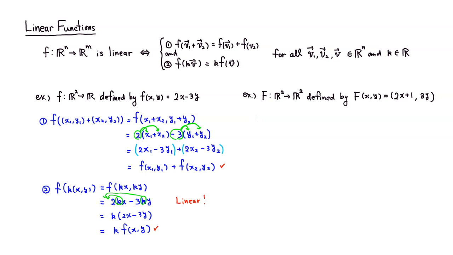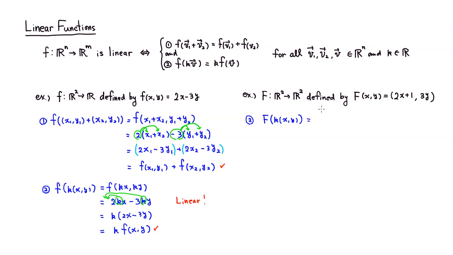I might just do the first one. Actually, why don't we do the second one? The second one might be easier. I'm too lazy. All right, so let's try this. If you look at capital F of k times x comma y, let's try that and see what we can get.